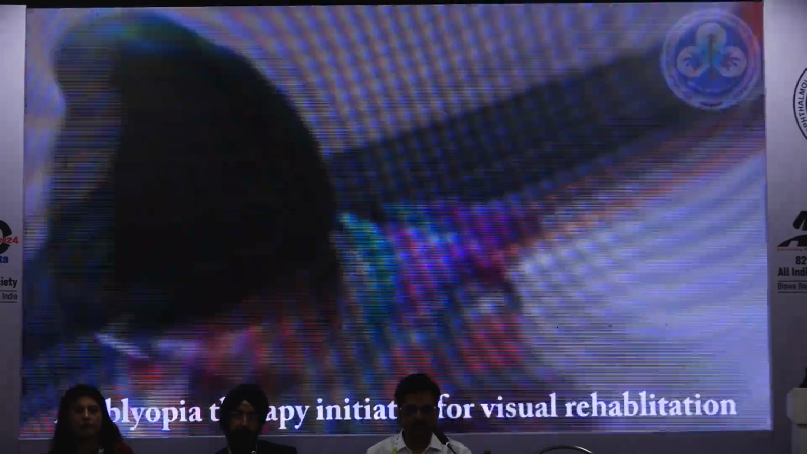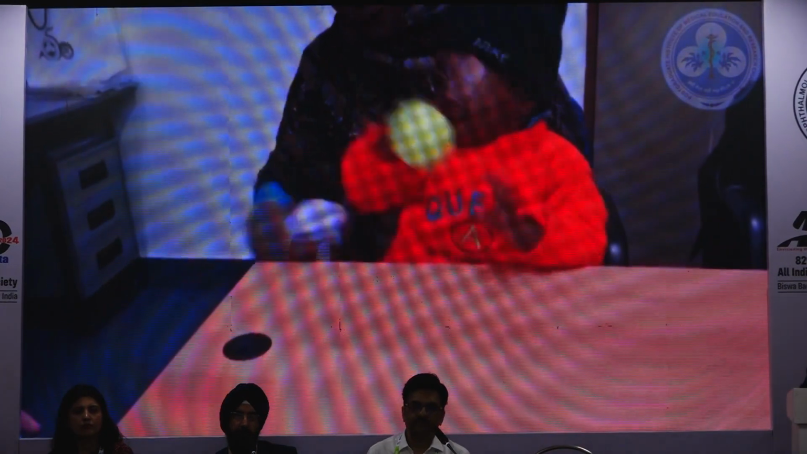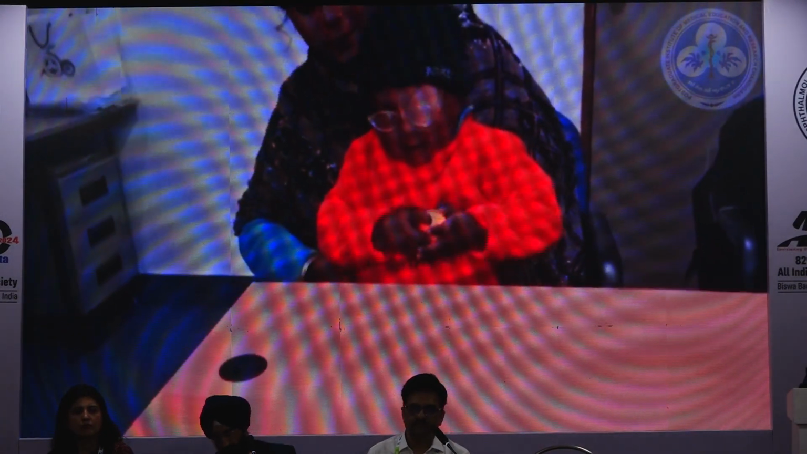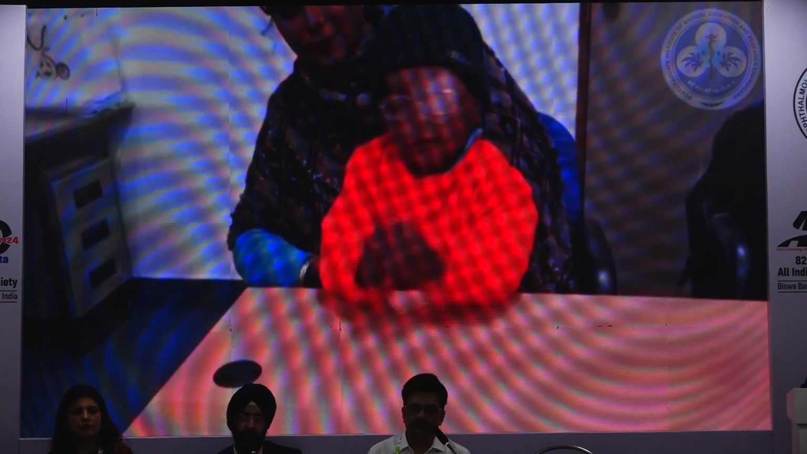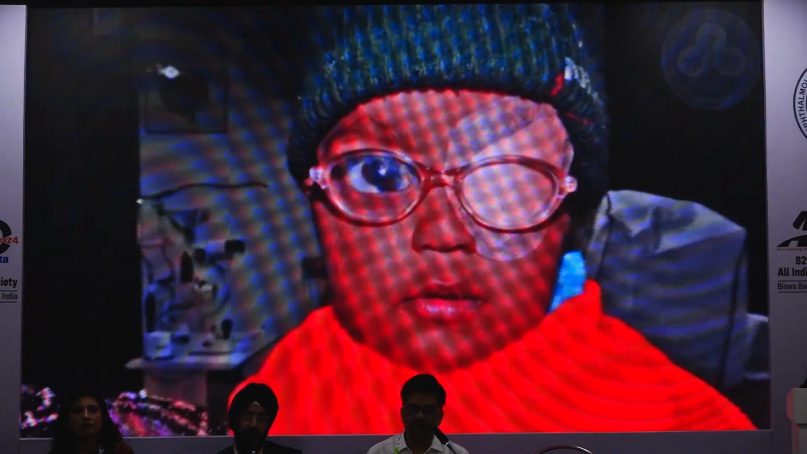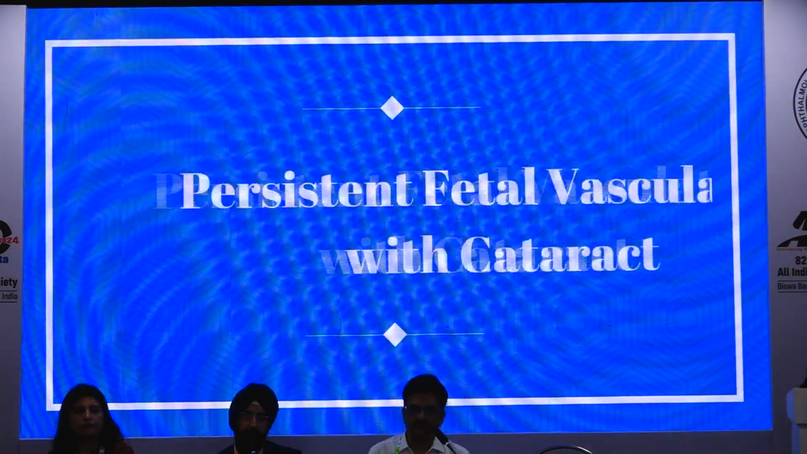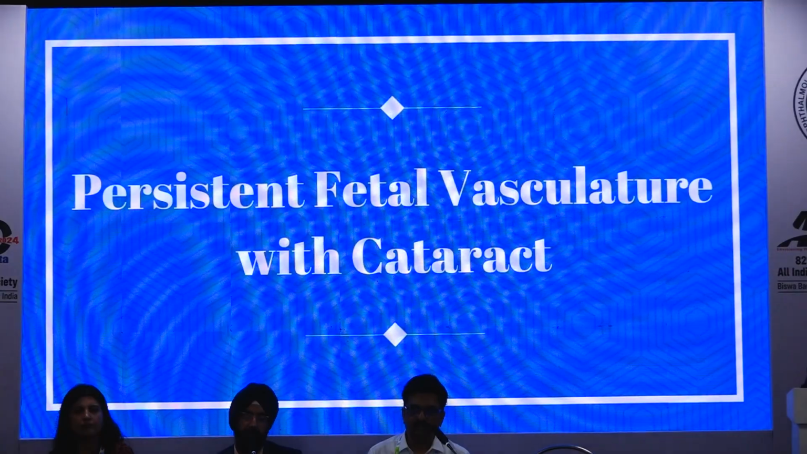So amblyopia therapy was initiated for this child. And this child could achieve good vision. We have follow-up of more than 10 years for this child. Child is myopic by 1.5 diopter.